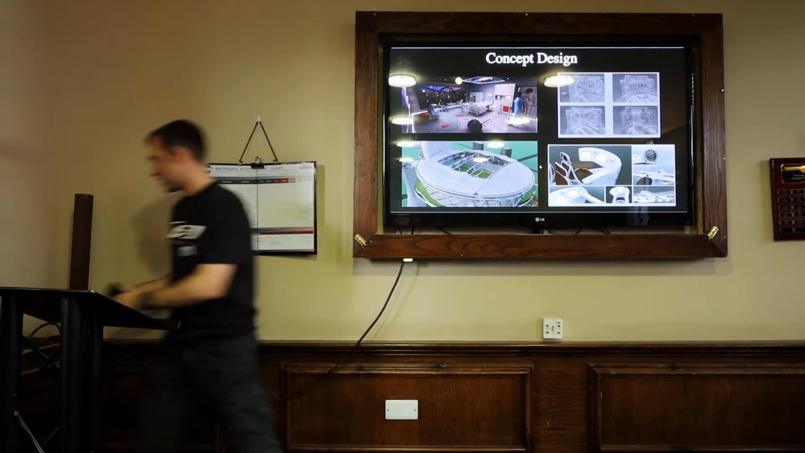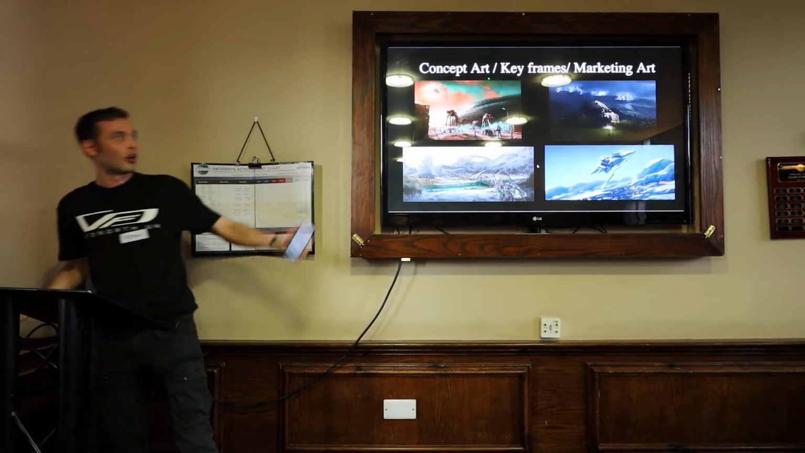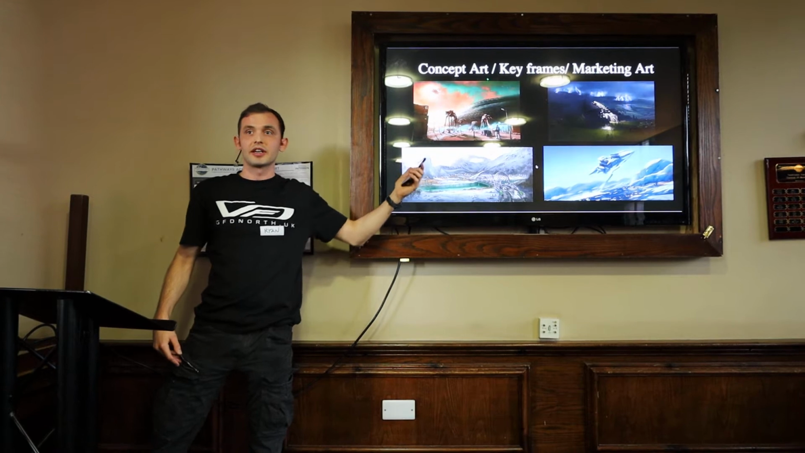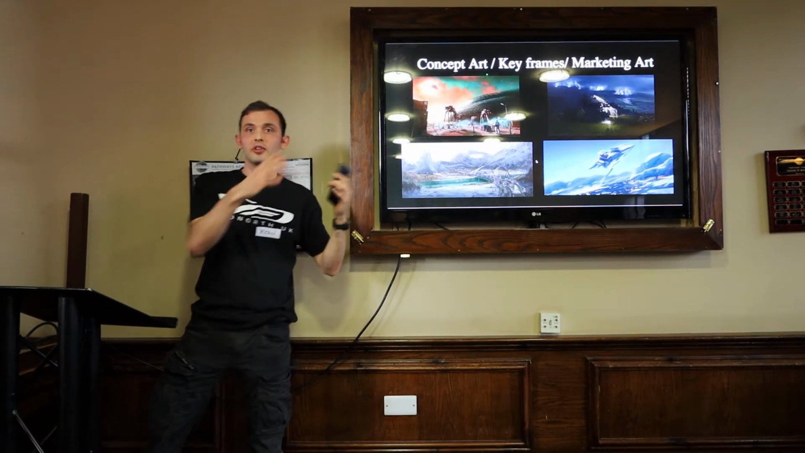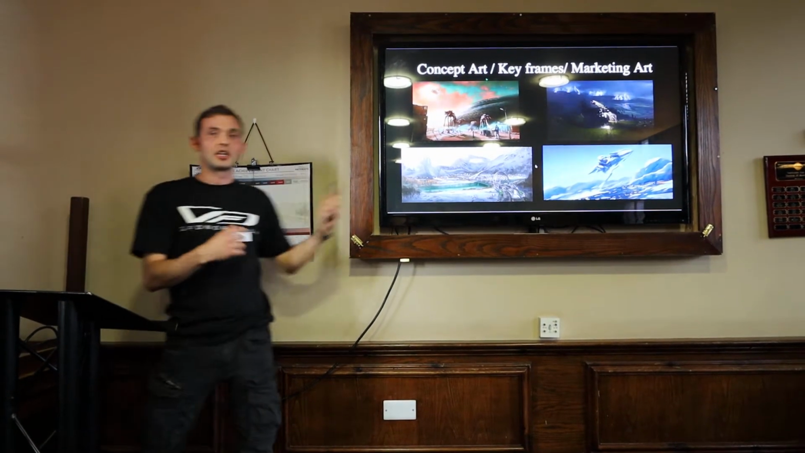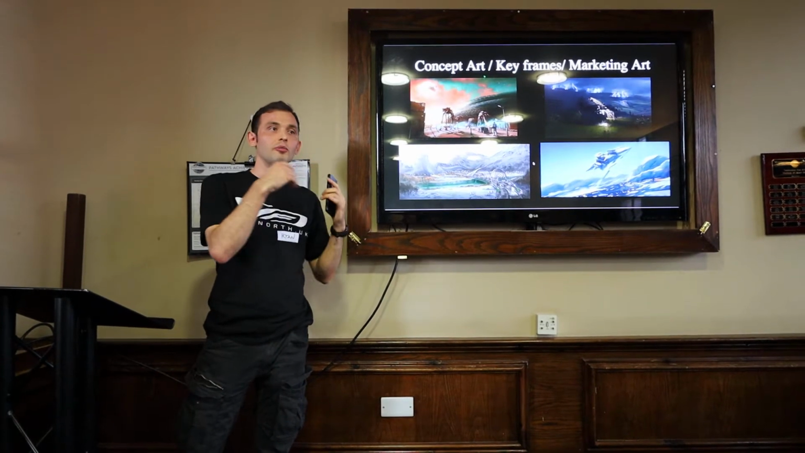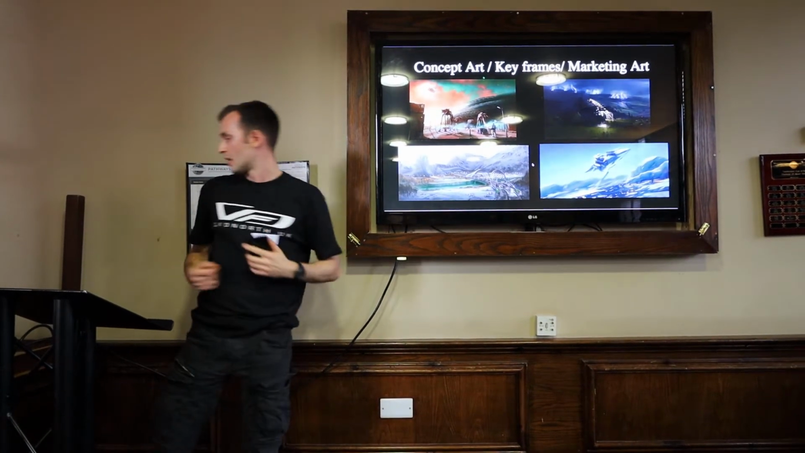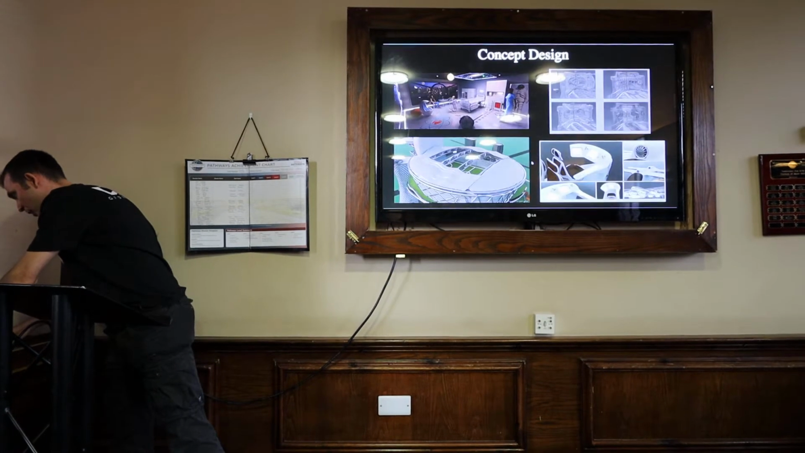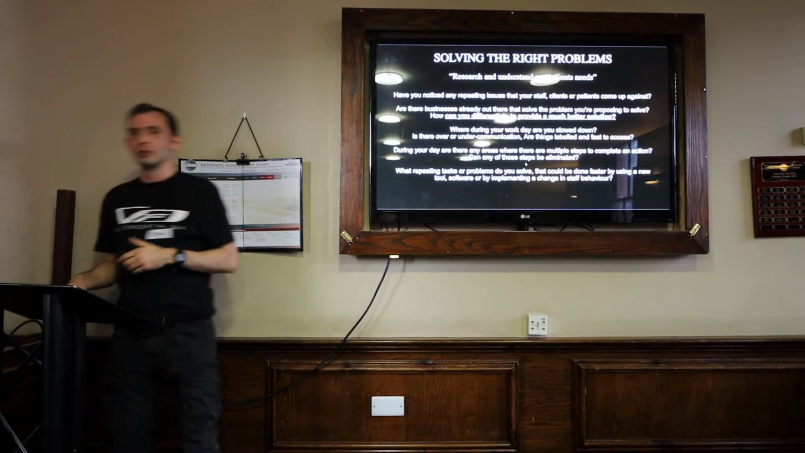That's the general differences between the two, and there is some overlap between concept art and concept designers. Some people do both and others specialise, but the key thing to keep in mind is that we're both trying to solve problems for the clients. And so the next slide is all about solving the right problems.